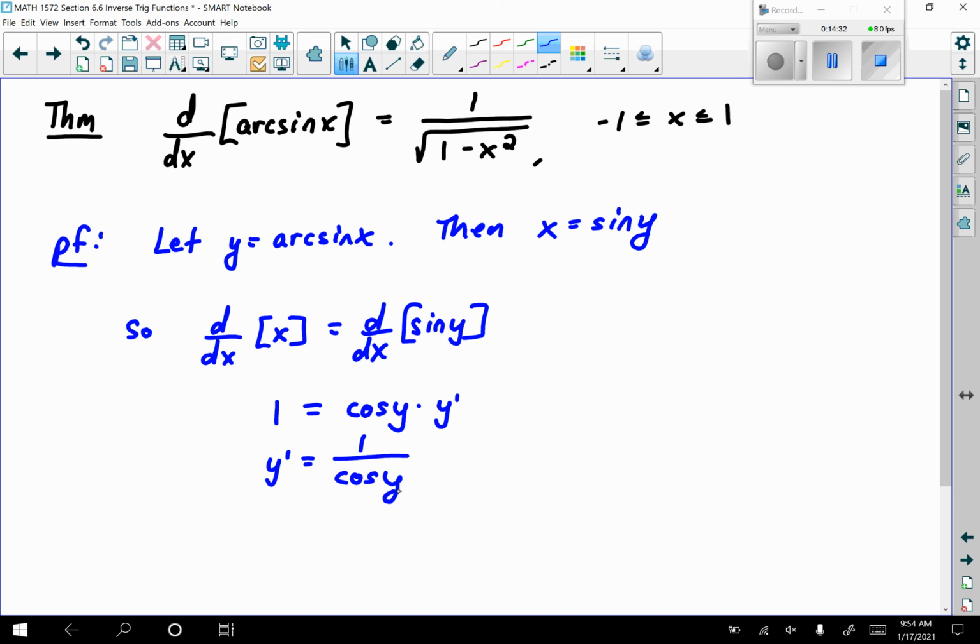But a couple things. We want to rewrite this in terms of x. And then to show that it's going to equal this result right here, we're going to use a little trig identity. So it's a Pythagorean identity where we'll say sine square y plus cosine square y is going to equal 1. And then I just want to solve this for cosine y. So I'm going to subtract sine square y from both sides. So cosine square y is going to equal 1 minus sine square y. And then I'll take the square root of this.